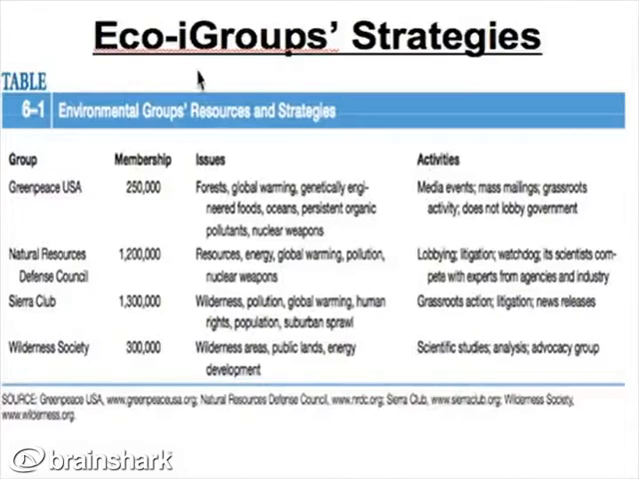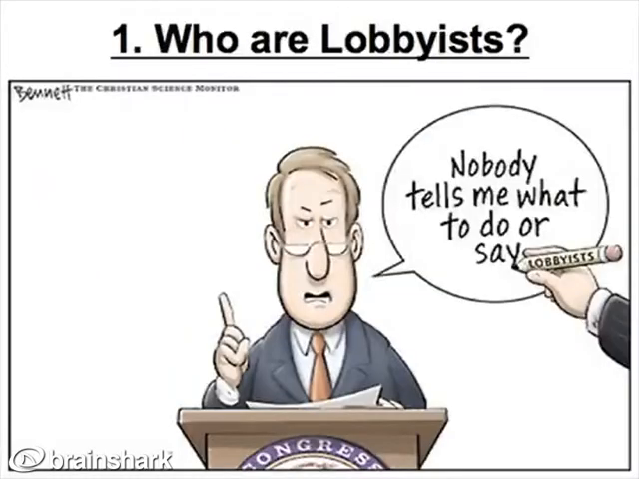Now you'll notice the Natural Resource Defense Council, they got 1.2 million, and they go out and lobby, something we're going to be really focusing on. That costs a lot of money. But they have a lot of members, and therefore they probably have a lot of dues. They could afford it. Something like Greenpeace, which is the smallest membership, they do not do lobbying, as you can see. Very expensive. So let's focus on lobbyists. Of the direct techniques, lobbying is the greatest one.